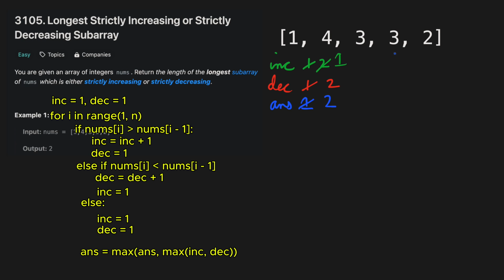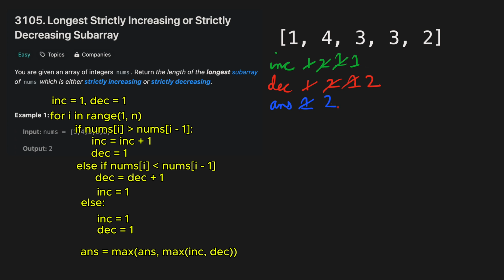Then we see 3 again, which is equal to the previous 3. And now the subarray is neither increasing nor decreasing. So we will reset both increment and decrement counters to 1. And our answer will remain 2. And then we see element 2, which is less than the previous element. And again, the subarray starts decreasing. So we will increment the decrement counter to 2. And our increment counter stays 1. And our answer also stays 2.